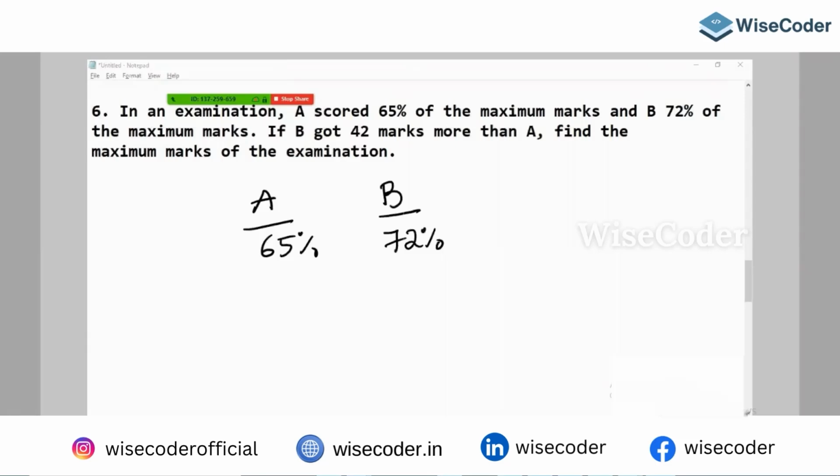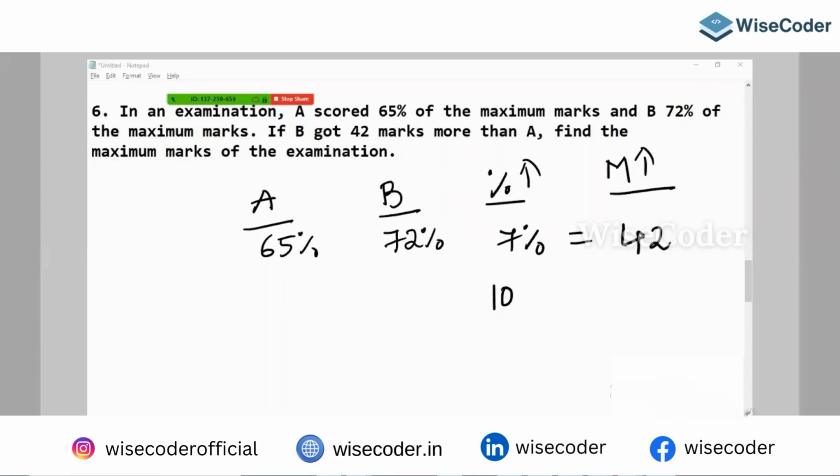So, of what maximum marks? If B got 42 marks more than A. Now look here, A and B. B got how much percent more than A? 7%. So according to the percentage, it is 7% more, and how many more marks? 42. So 7% equals 42 only, no? Then 7% equals 42.